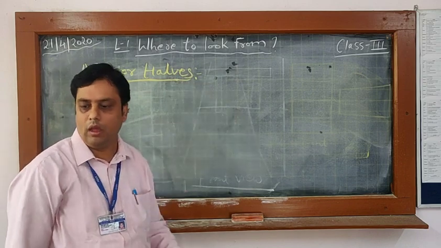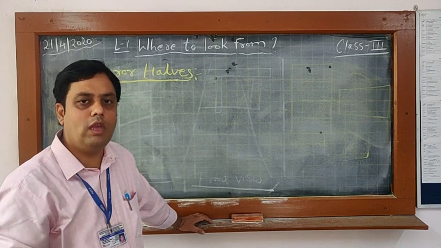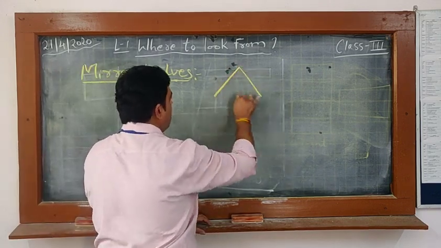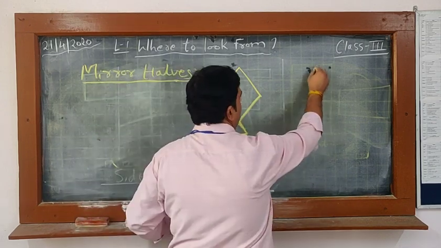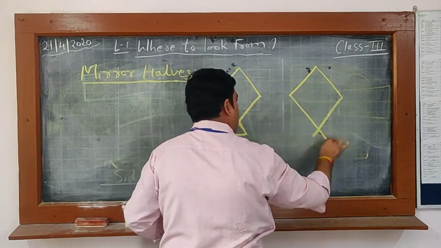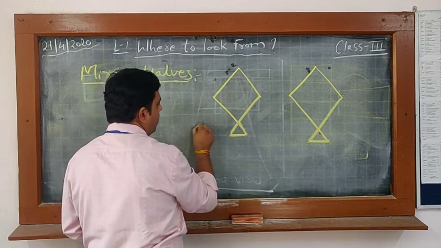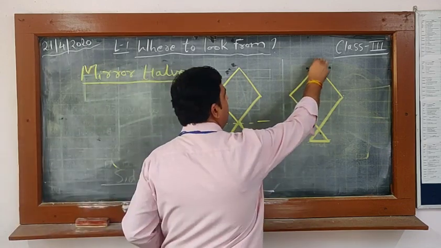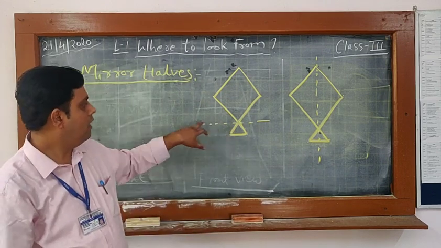Okay, so if we see, I am drawing some pictures, and then we will see whether it will be mirror half or not. I am drawing the same picture two times. See, this is the picture. Here also I am drawing this picture. Now, in the first picture I am drawing the line here, and in the second picture I am drawing the line here. Okay, see the line.